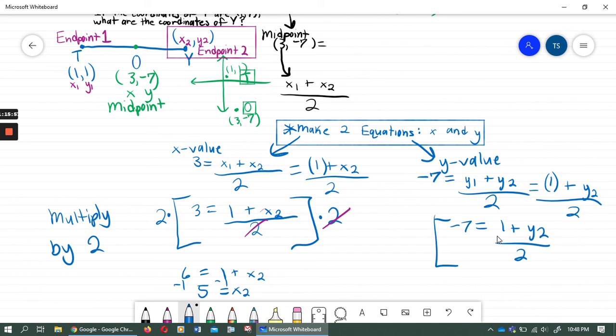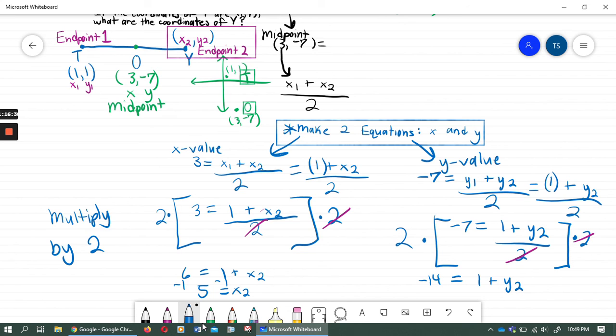We're going to have to solve that the same way that we solved the other one. Let's go ahead and multiply both sides of the equation by 2. And again, guys, when we multiply the right side of the equation, that 2 at the bottom is going to cancel out with that multiplying 2, because the inverse operation of dividing by 2 is multiplying by 2. 2 times -7 on the left side gives us -14. So we've got -14 equals 1 plus y2.